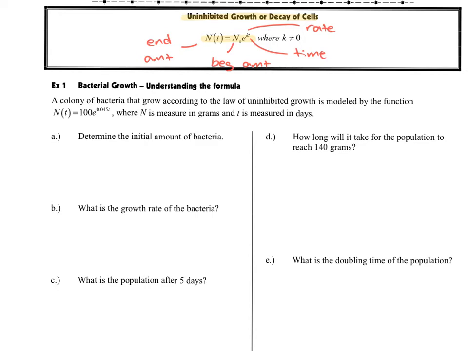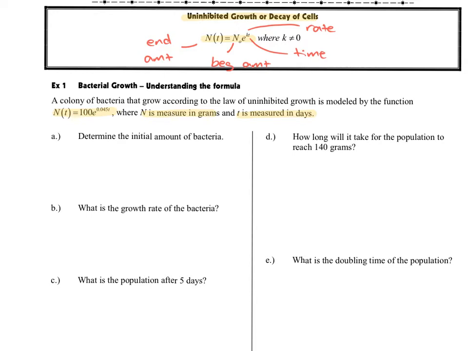As you can see, it says a colony of bacteria is growing according to the law of uninhibited growth. That phrase is telling us that it's following this pattern, and it's going to be modeled by the function, and they will give it to you. It says N of t equals 100 e to the 0.045t. It says that N is measured in grams and our t is measured in days. So now we know what our time is going to be measured in, and that's important when we go to label our answer as well as the N.